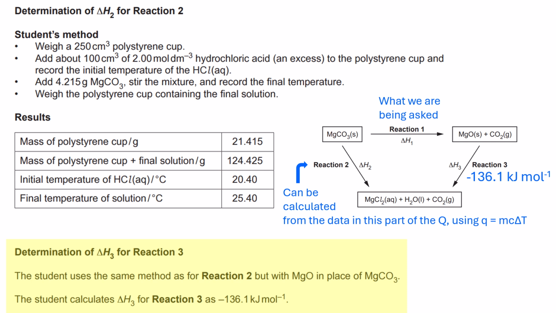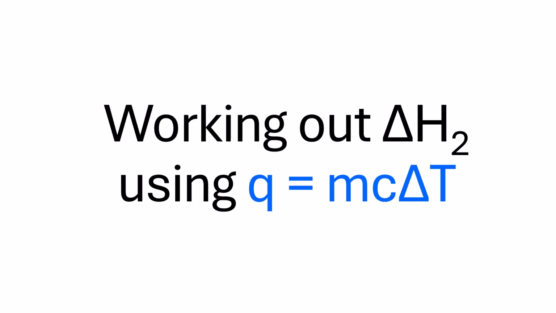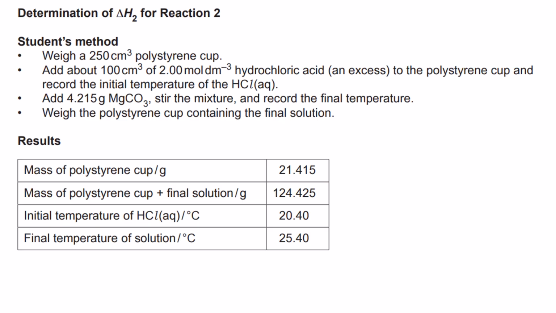Delta H2 we don't know at this particular point, but we have all the information on this table and in the student's method to work it out. So the idea is that once we have delta H2 we can put a number in for that and then we're away. We can insert delta H2 and delta H3 into our expression and work out delta H1. So let's have a go at working out delta H2.